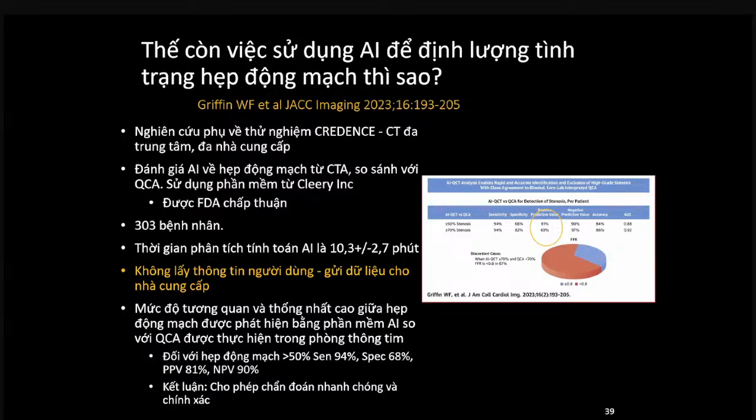However, the software is not on site and the data had to be sent to the vendor. At the same time, it was found to be quite accurate, with high correlation and agreement between stenosis detected using AI software compared to coronary catheter assessment of stenosis.